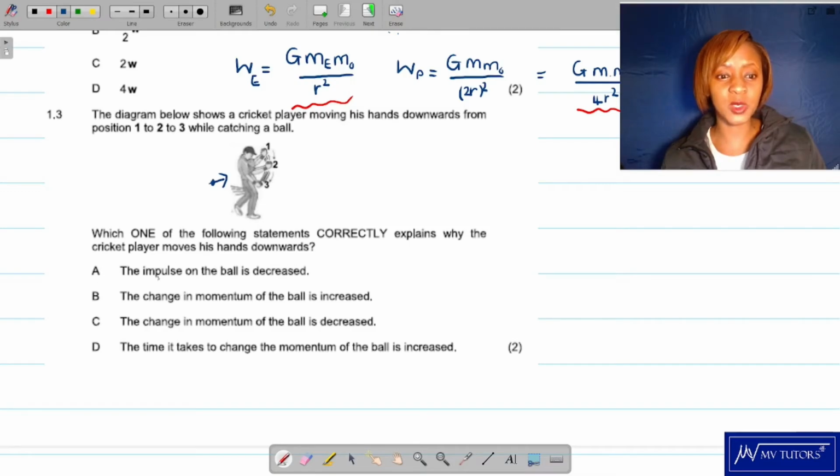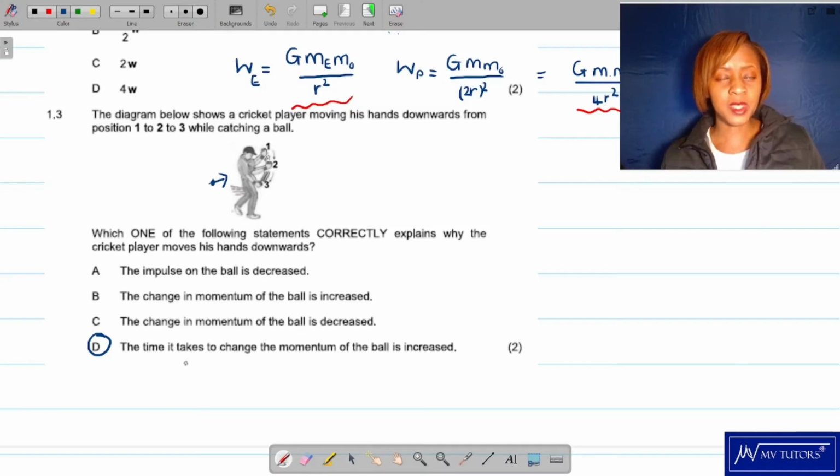Reading the solutions here. A, the impulse on the ball is decreased. Okay, the change in momentum of the ball is increased. The change in momentum of the ball is decreased. The time it takes to change the momentum of the ball is increased. Yes, I would go with D, because you are trying to increase the time the ball is actually caught. Why? Because you want to decrease the impact of that force.